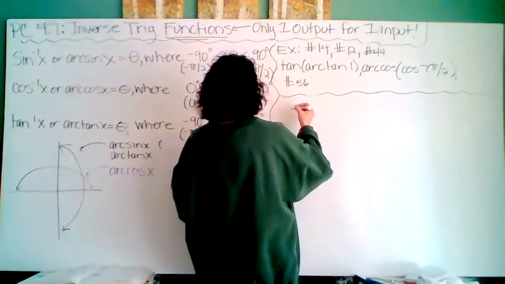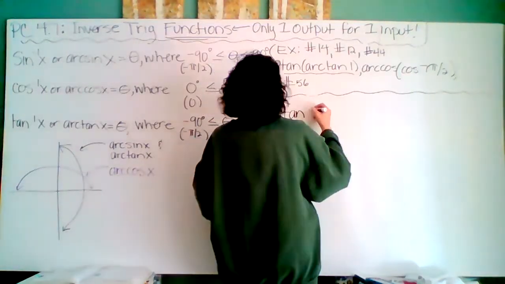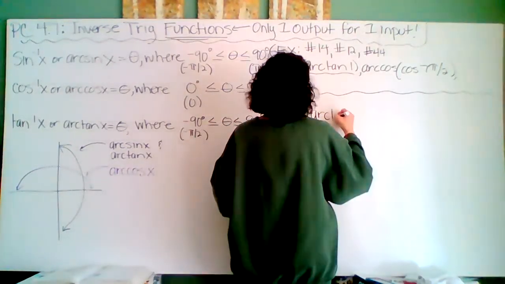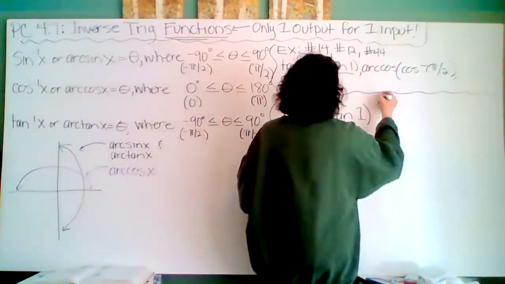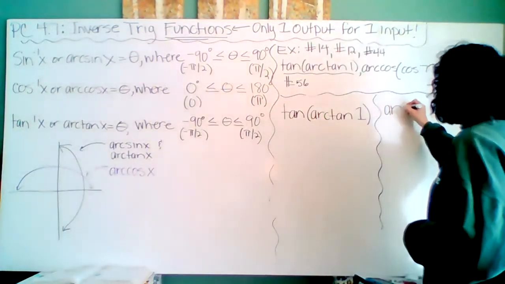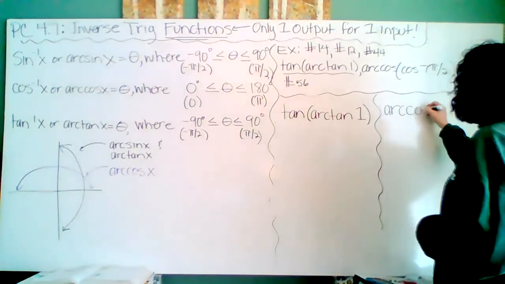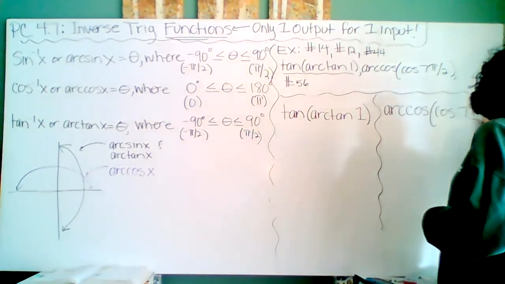Here we go. Tangent of arctangent of 1. And arc cosine of cosine of 7 pi over 2.